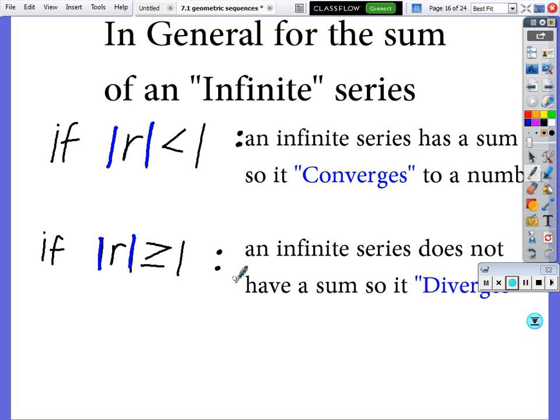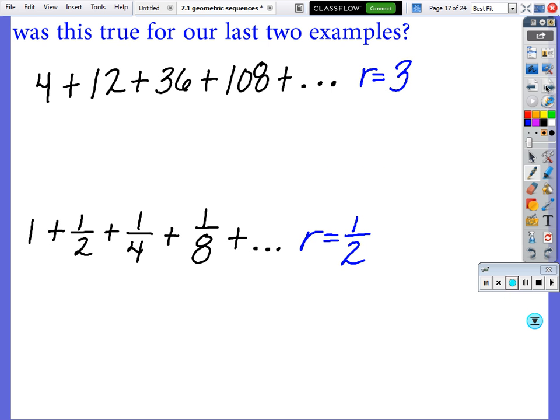So now I'm going to do a problem with you. Okay, any questions on this rule here? So all we do is find r, to know if it converges or diverges. And then in future problems, you'll have to actually find the sum. I'm going to talk about that in just a second.